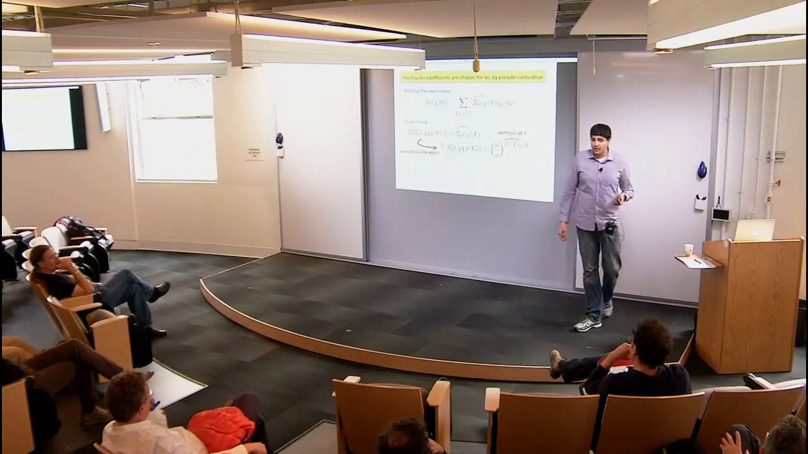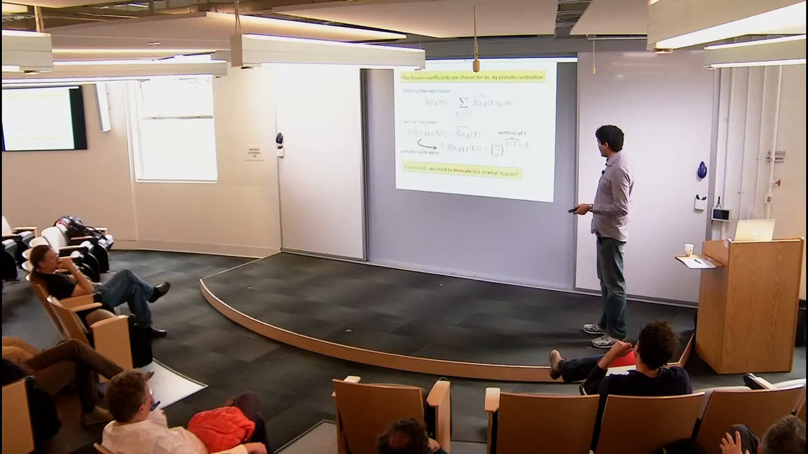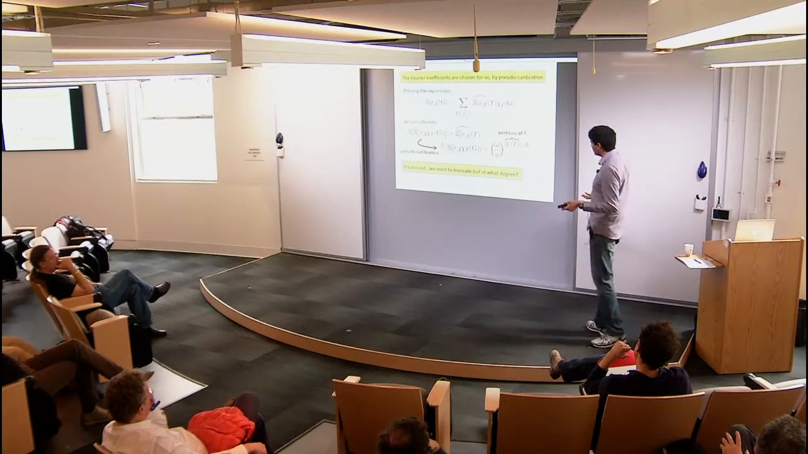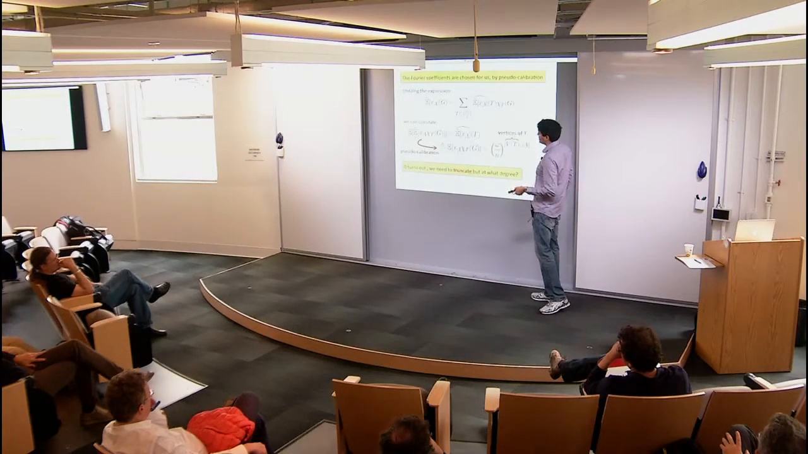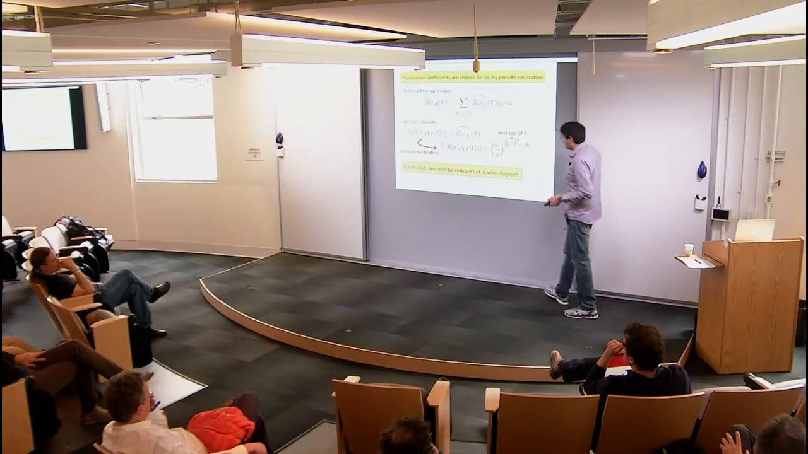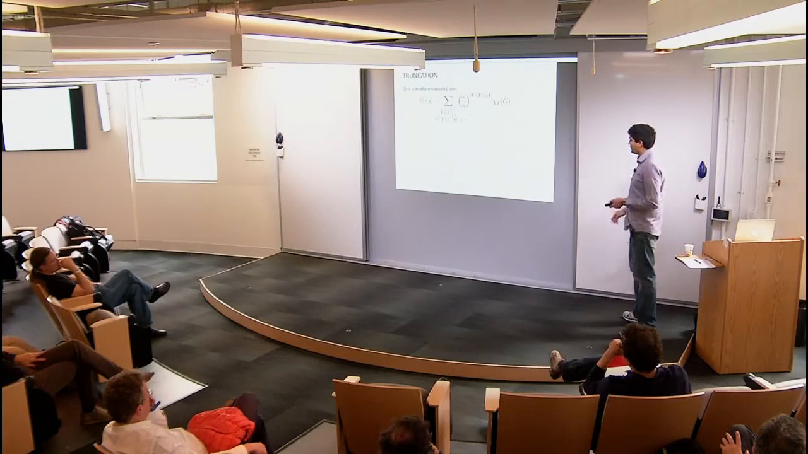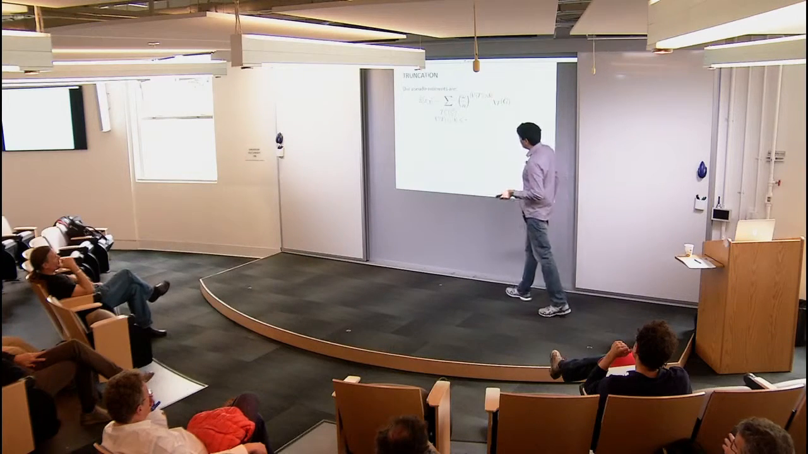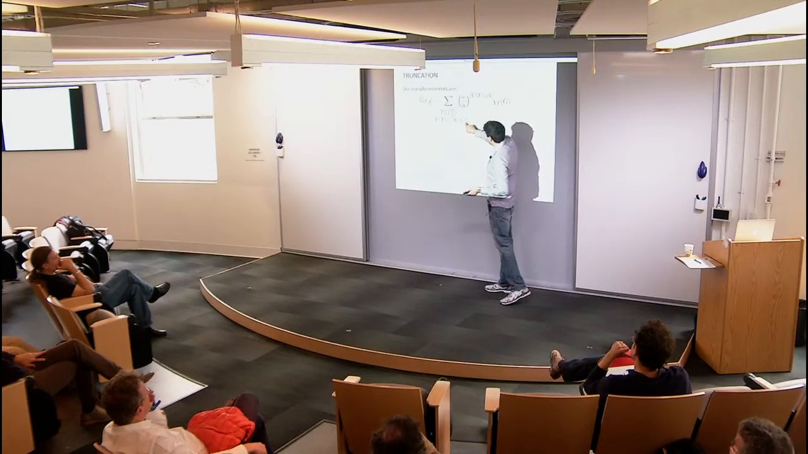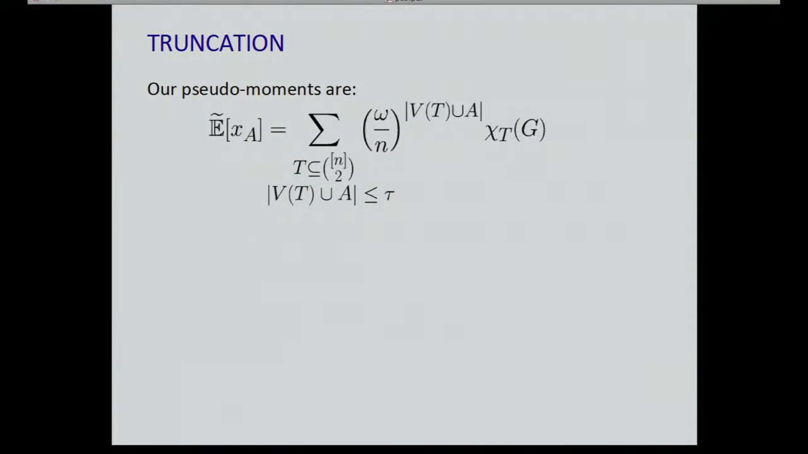It's a pretty elementary calculation. But now that's great, because what this means is that once we choose pseudo-calibration, our recipe is already fixed. We know what these Fourier coefficients have to be, which tells us what the pseudo-moments need to be themselves. Now there's a minor issue, which is we need to truncate. I'll tell you a little bit more about that, but pseudo-calibration is the main thing I want to get across. So the actual pseudo-moments we use are cut off at some threshold tau based on the size of V_T union A.